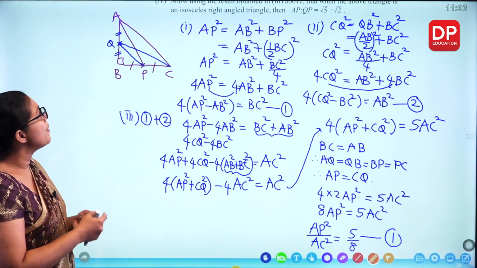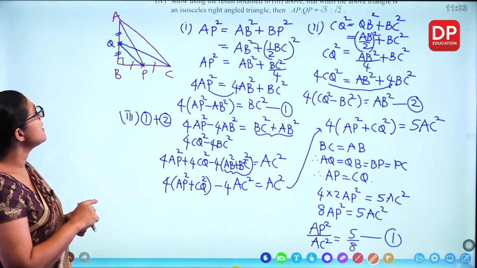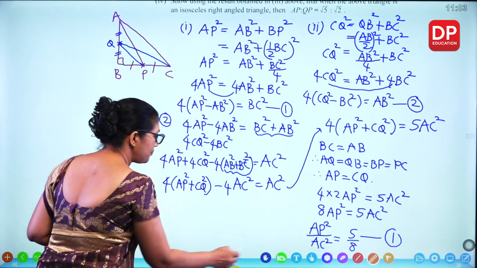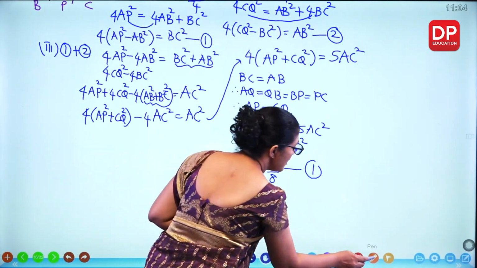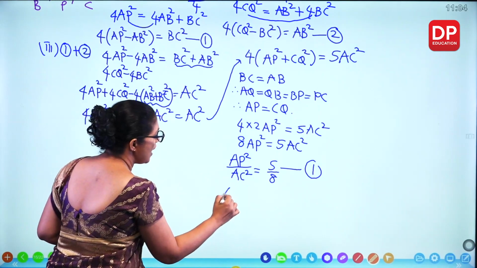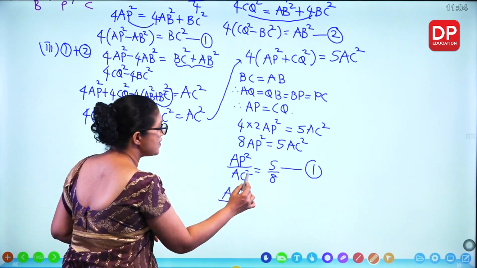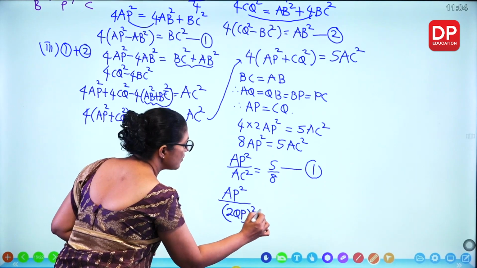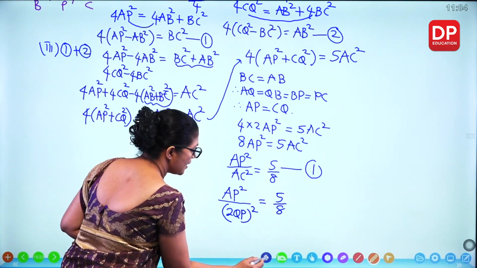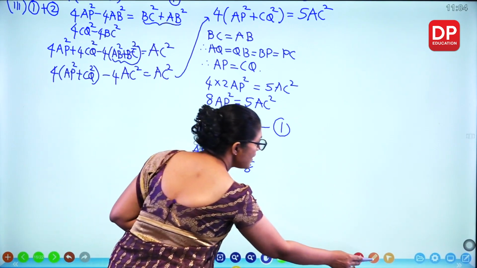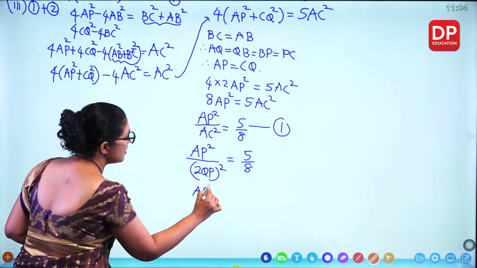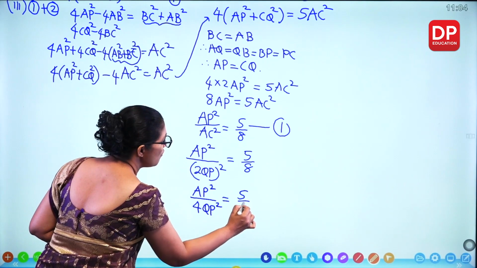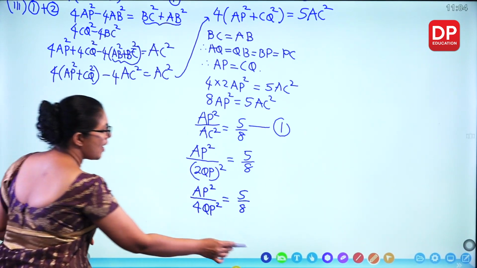We need QP, so instead of AC, we'll include double of PQ. So we'll plug in here double of PQ. So AP squared over, instead of AC squared, I can write double of QP whole thing squared is equal to 5 over 8. Now simplify this. AP squared over 4QP squared is equal to 5 over 8. So what is AP squared over QP squared?